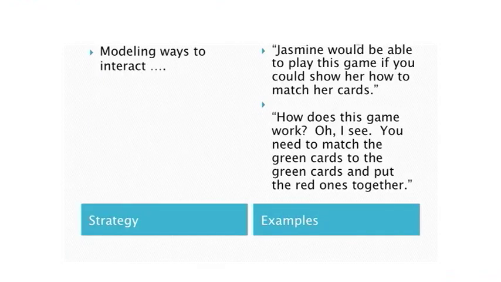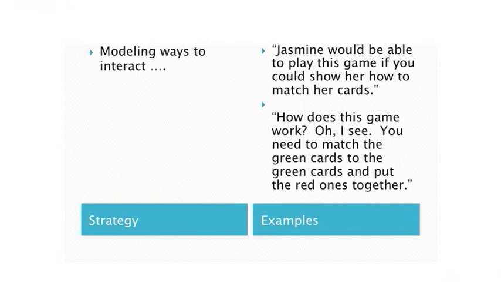So these are some of the strategies that we teach our peers. And these are facilitation strategies to promote interactions among students. So one is, for example, modeling ways to interact. And then there are a couple of examples here that we might say, like we would tell the peer, Jasmine would be able to play this game if you could show her how to match her cards. So that would be a direct sort of prompt that we would give to the peer to help her understand not only, in this case, what Jasmine is thinking and what she's feeling, why she's having difficulty, but then also what that peer could do to help Jasmine in that situation.